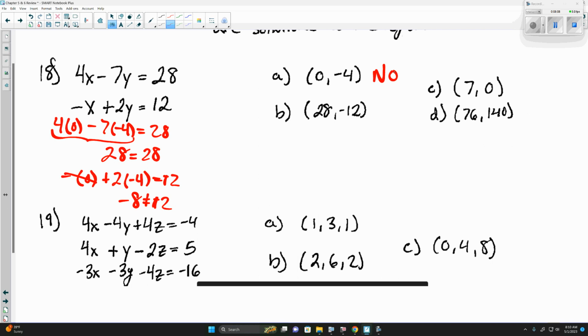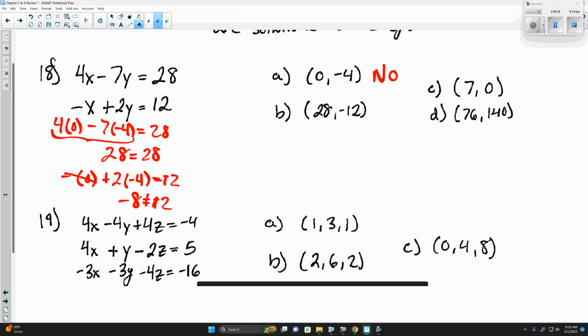Because the point, whatever the solution is, has to work for both, or in 19's case, all three. Because if it doesn't work for all the equations, it is not a solution. For it to be a solution of the system, it has to work for every equation. Any other questions on 18?